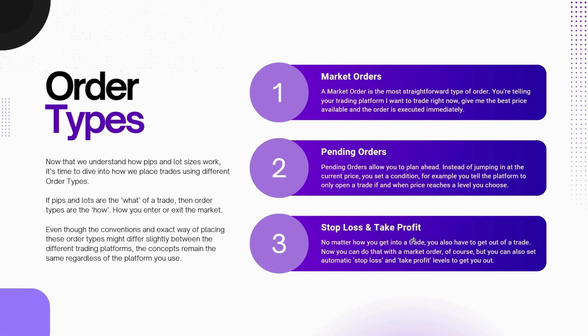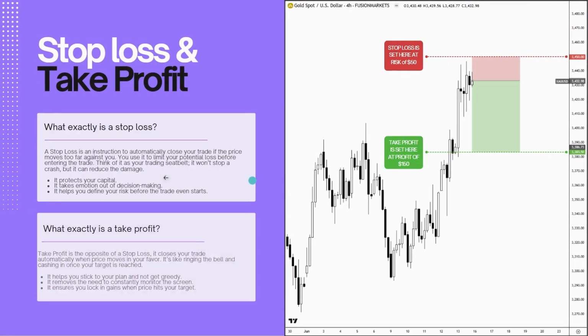Now, stop losses and take profits are used to manage our trades and our risk. Think of them as tools that help you plan your trade and avoid emotional decisions. A stop loss is an instruction to automatically close a trade if the price moves too far against you. So you use it to limit your potential loss before entering a trade or while you have a current running trade. Think of it as your trading seatbelt, right? It won't stop a crash, it won't stop you losing the trade, but it can reduce the damage that loss will have on your account.